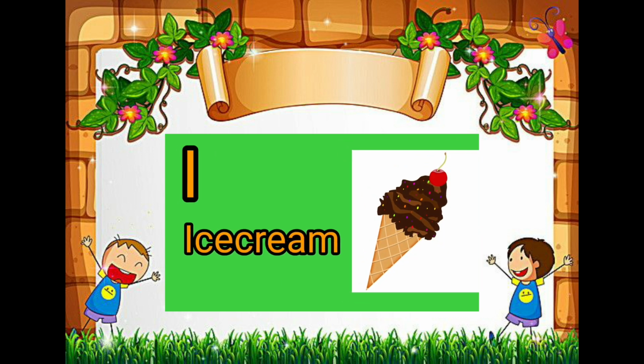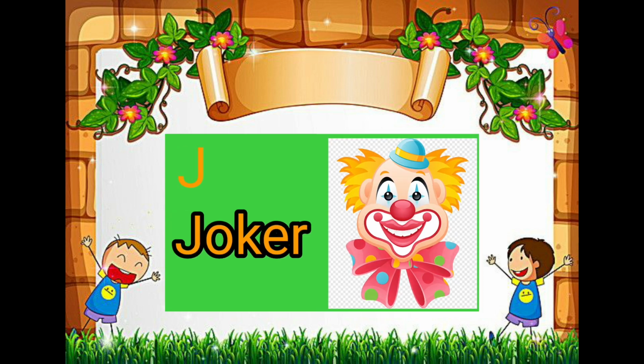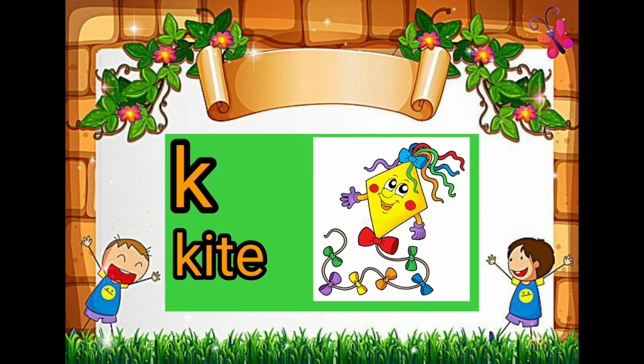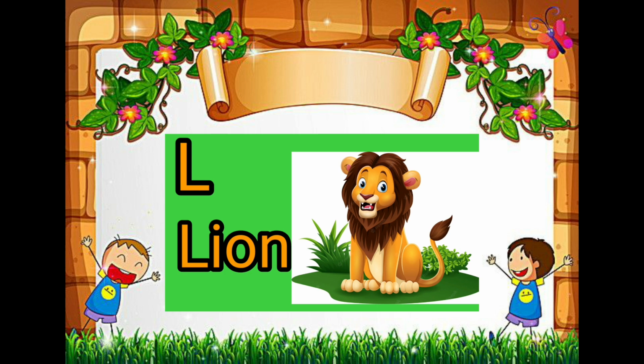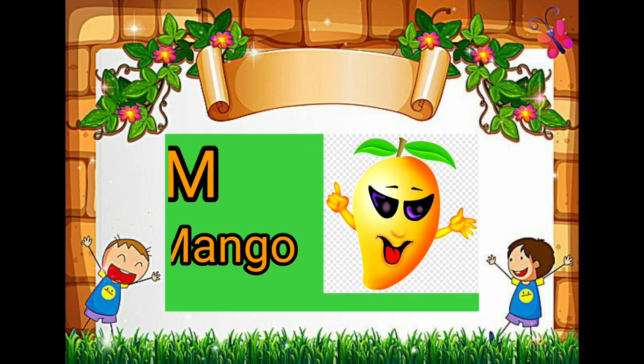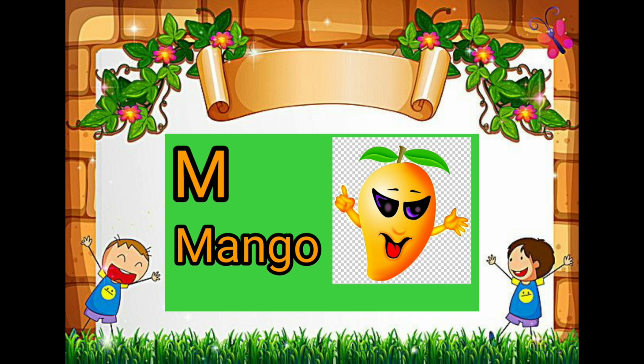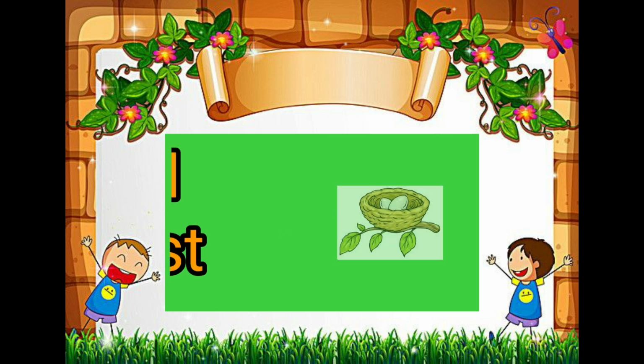I for ice cream means ice cream. J for joker, joker means joker. K for kite, kite means patang. L for loin, loin means share. M for mango, mango means arm.